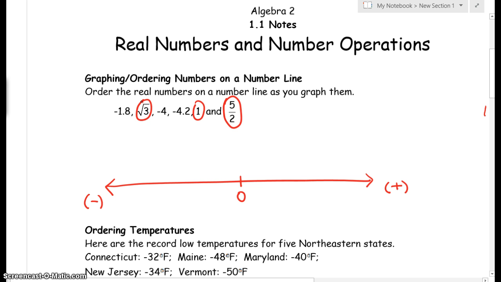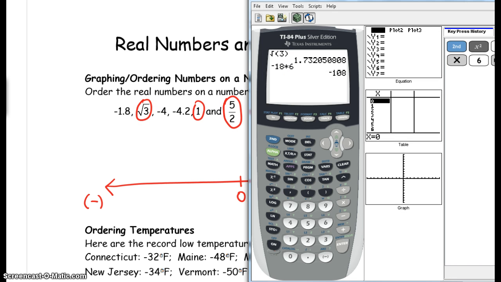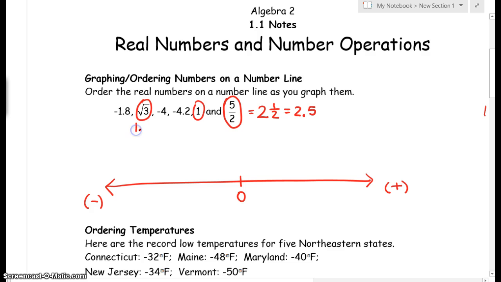Now, I know a 1 is a 1, so I want to know what is 5 halves. Well, I know 2 goes into 5 twice with 1 left over, so that's 2 and a half, which is 2.5. So that gives me an approximation. And square root of 3, well, I know it's less than 2 because square root of 4 is 2. So I want to have an idea what it is. Go ahead and take out your calculator. I'm going to put square root of 3, and I'm going to enter that, and it seems like 1.7. Make sure you're using the calculator when I am so you get the experience that I get.